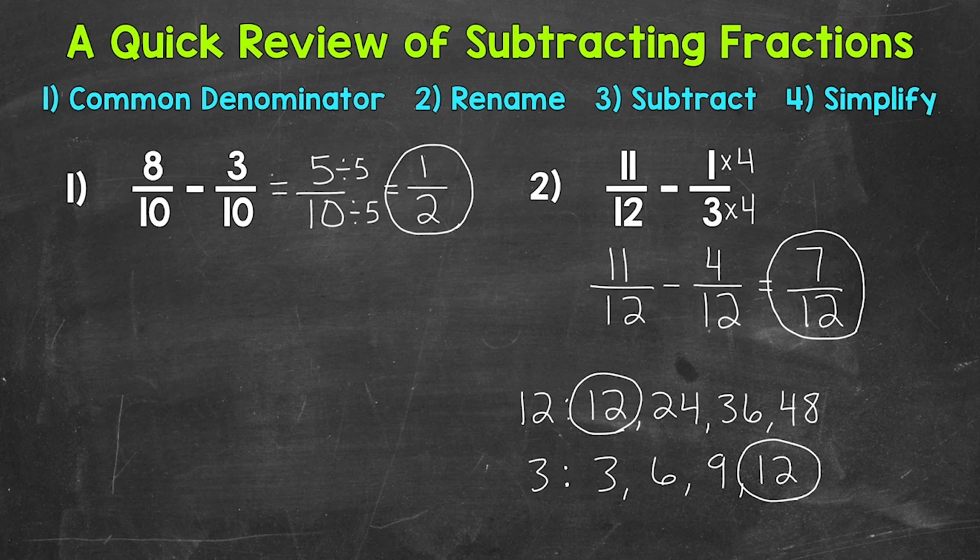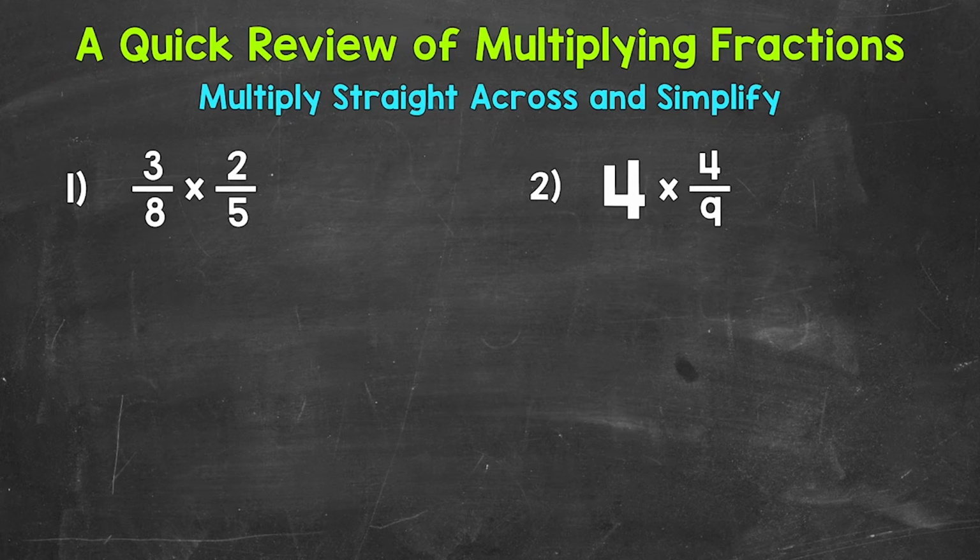Let's move on to multiplication. Here are our multiplication examples. We'll start with number 1, where we have 3/8 times 2/5. Now when we multiply fractions, all we need to do is multiply straight across. So numerator times numerator, the top numbers, and then denominator times denominator, the bottom numbers. Once we do that, we can look to simplify if need be.